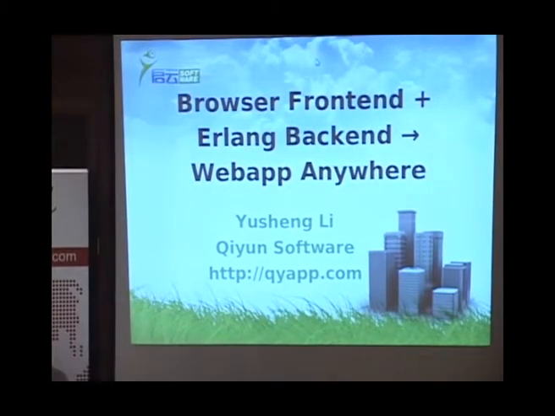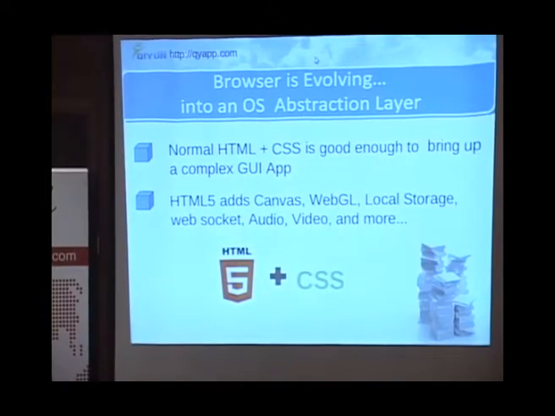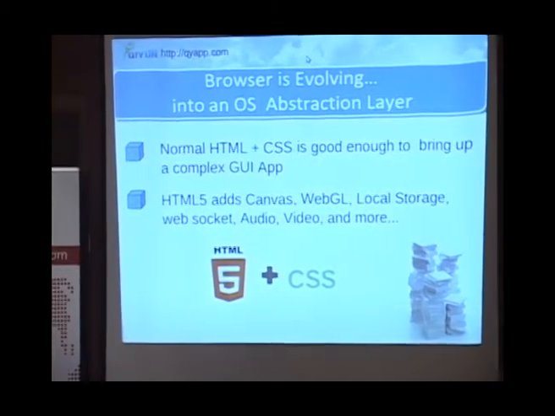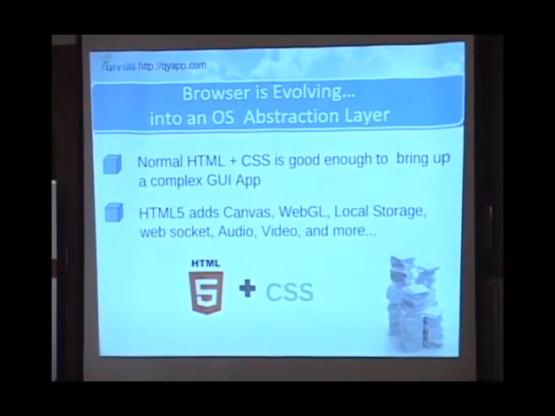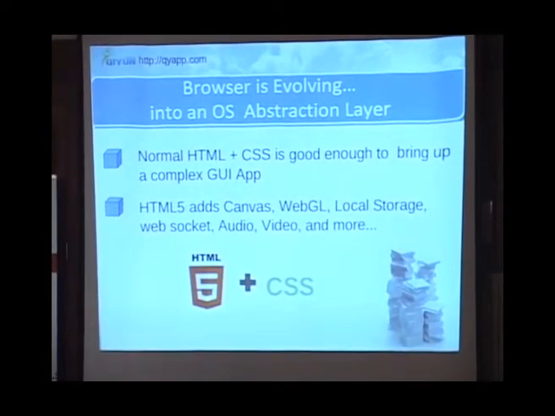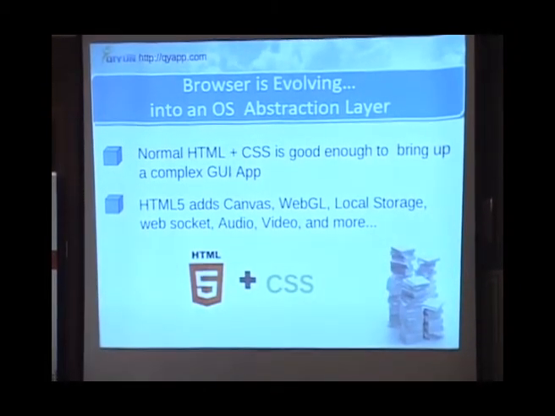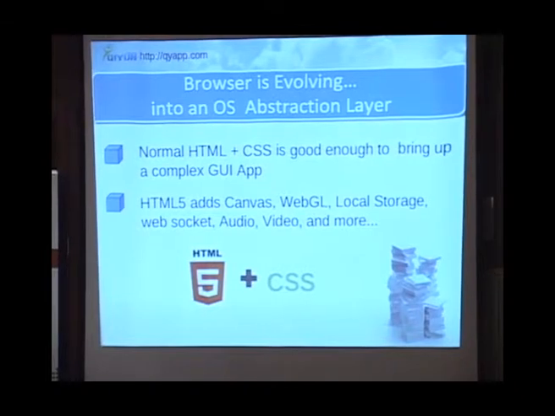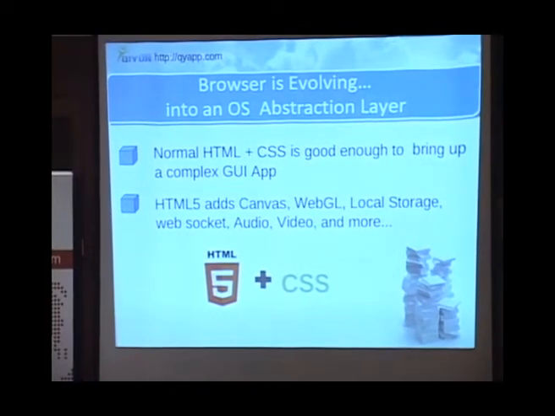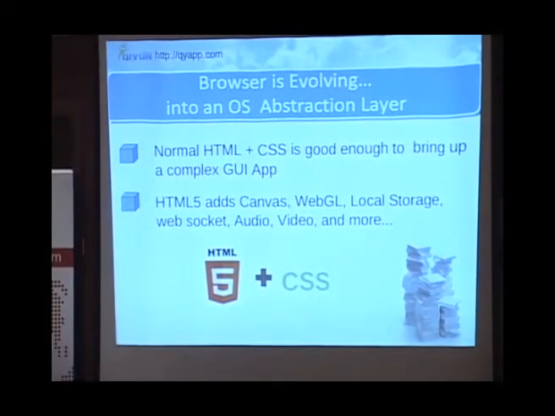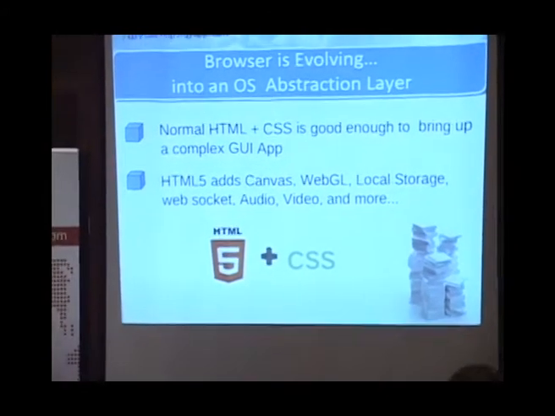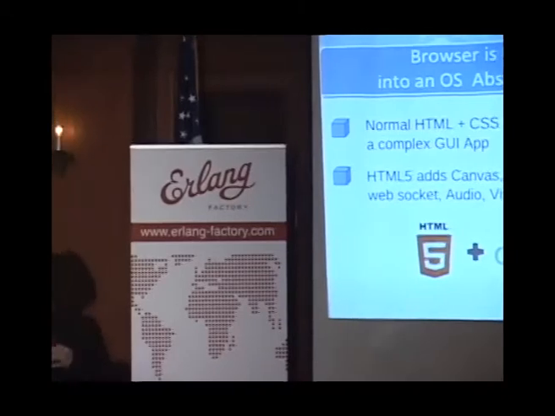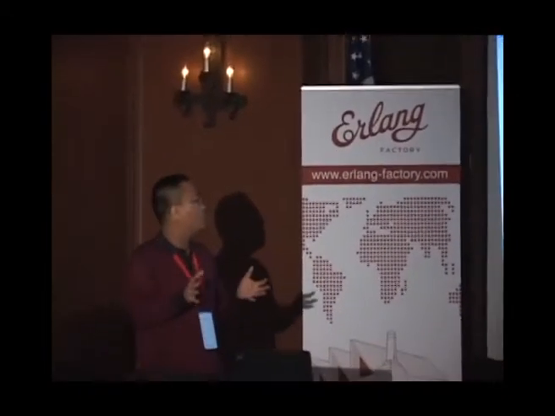So let me first see. Browser is actually evolving into what? Into an OS abstraction layer. First, normal HTML plus CSS is good enough to bring up a complex GUI app. Actually, HTML5 adds a lot more new features. For example, you have canvas, WebGL, local storage, WebSockets, audio, video, many, many new things going on.